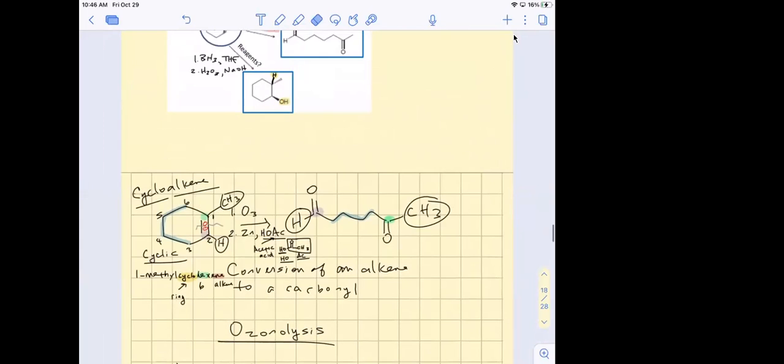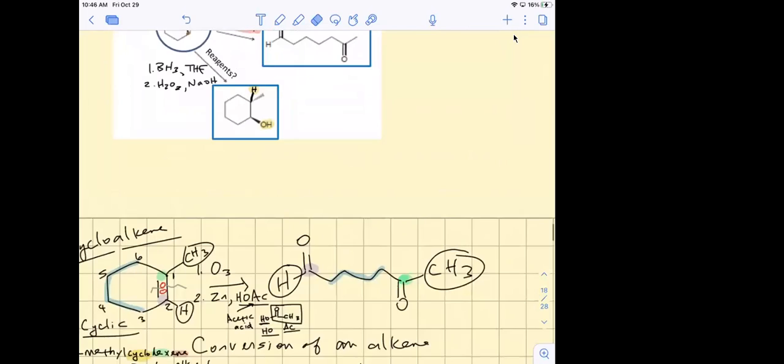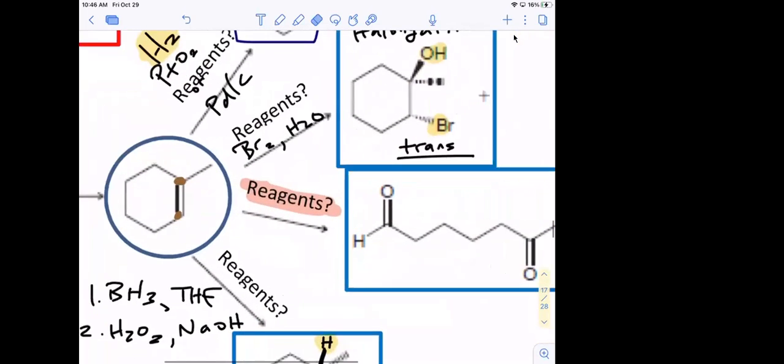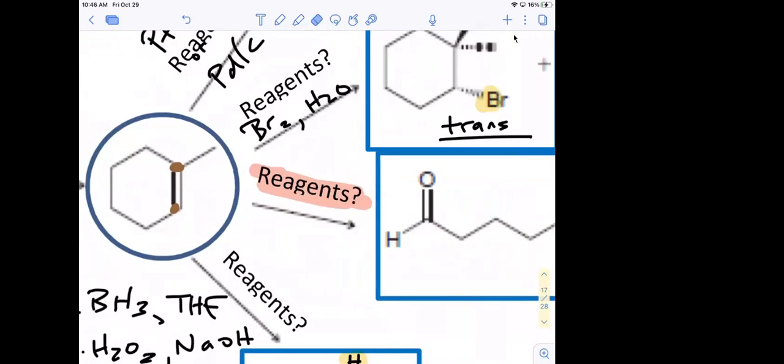All right, any questions about that? So now we know up here what reagents we can put. That was a long trek through the forest to get back to this, but it's going to be O3, and then the second reagent, zinc and acetic acid.